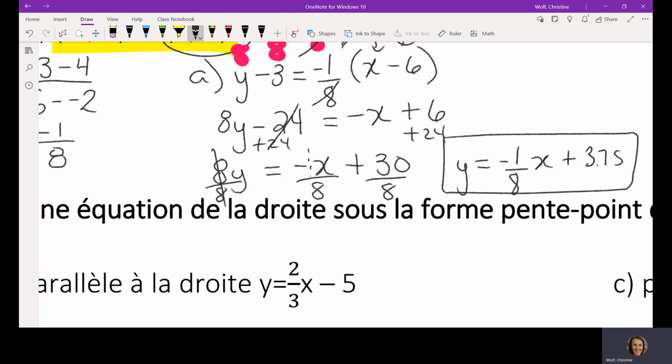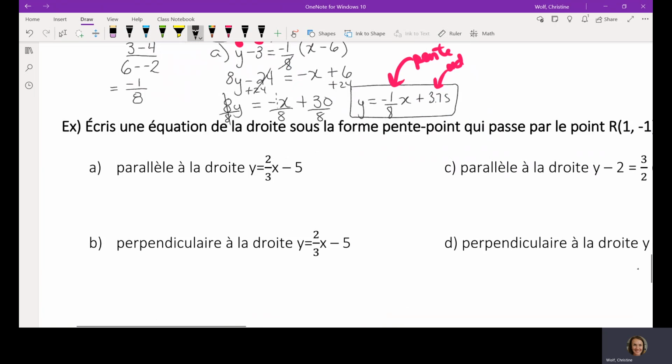Y is isolated. Right here is our slope, which we know is correct because we found it earlier. And then this is l'ordonnée, où ça coupe l'axe des y. So had you drawn it out, your graph would have crossed just below 4 at 3.75. Okay? So that's the toughest question there is for this lesson. It will be on the exam, I promise.